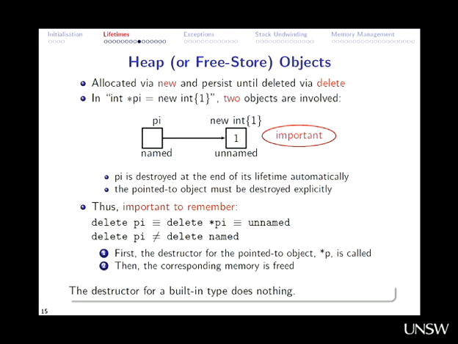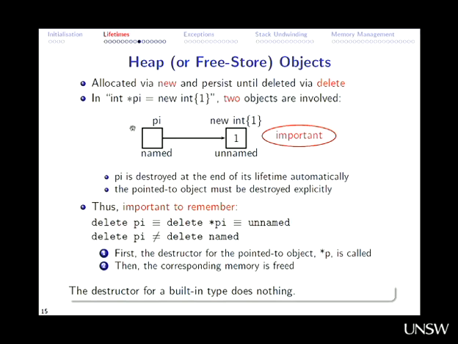So let's take a look at heap objects. Heap objects are allocated via new and persist until deleted via delete. Do not use malloc and free. Malloc and free is not C++. In C++, we create things with new and delete them with delete.